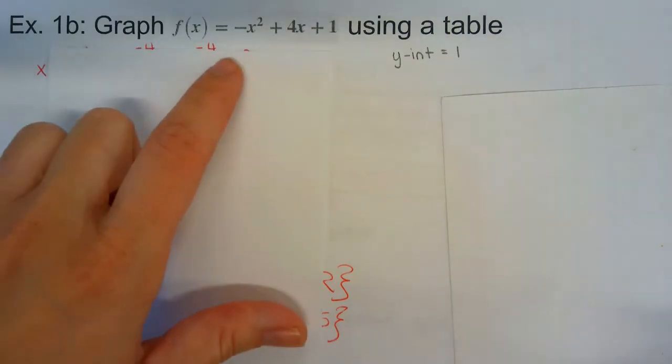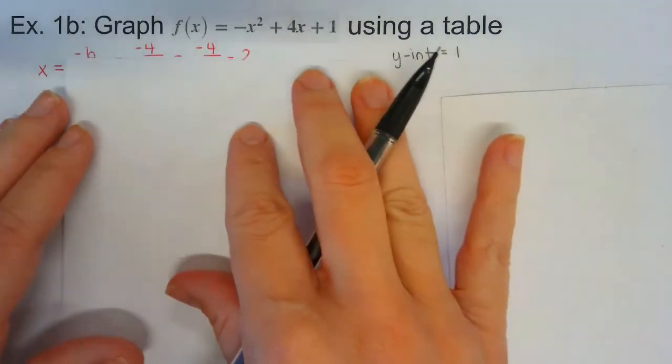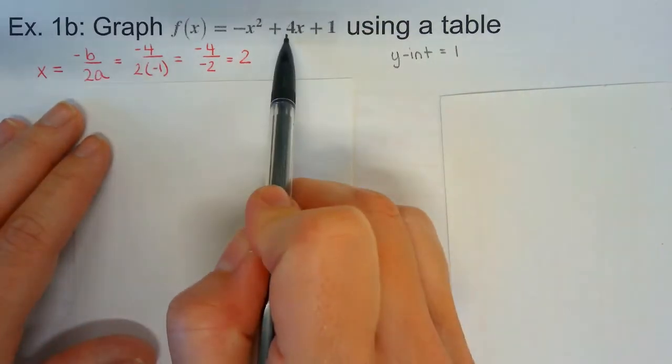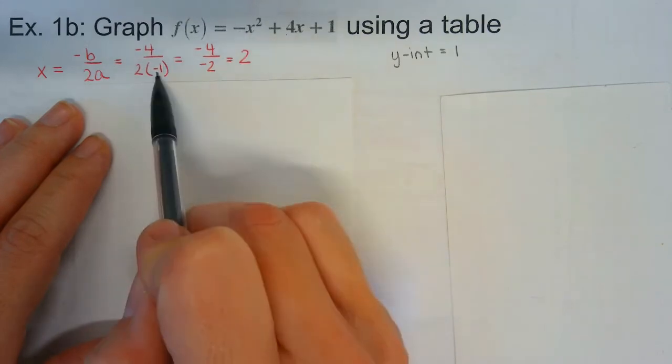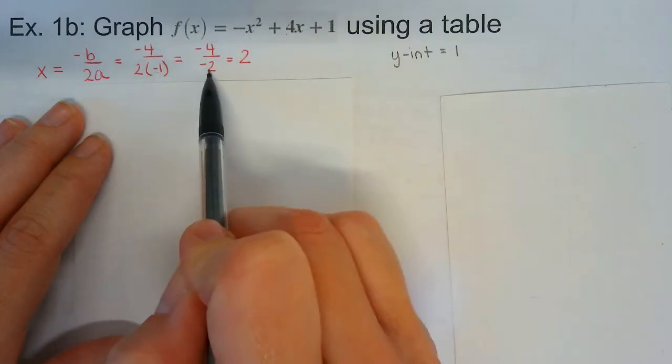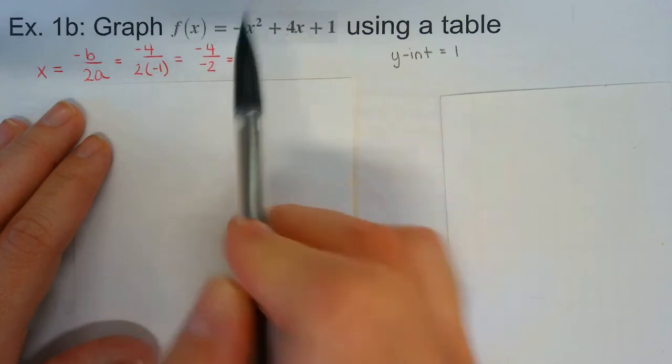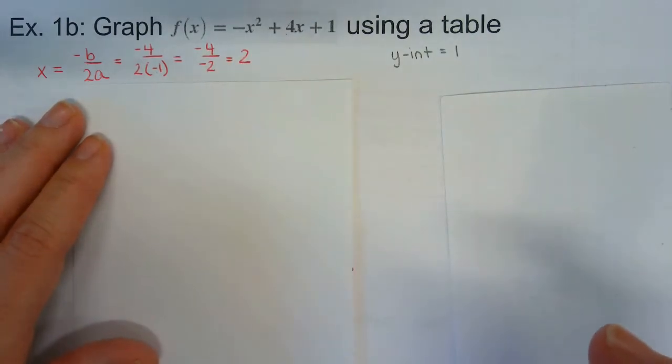In this case, I'm going to do opposite of b, so opposite of 4 would be -4. 2 times my a value, which is -1. So times the bottom, you get -2. Divide top and bottom, you get +2. So your axis of symmetry would be at x equals 2.